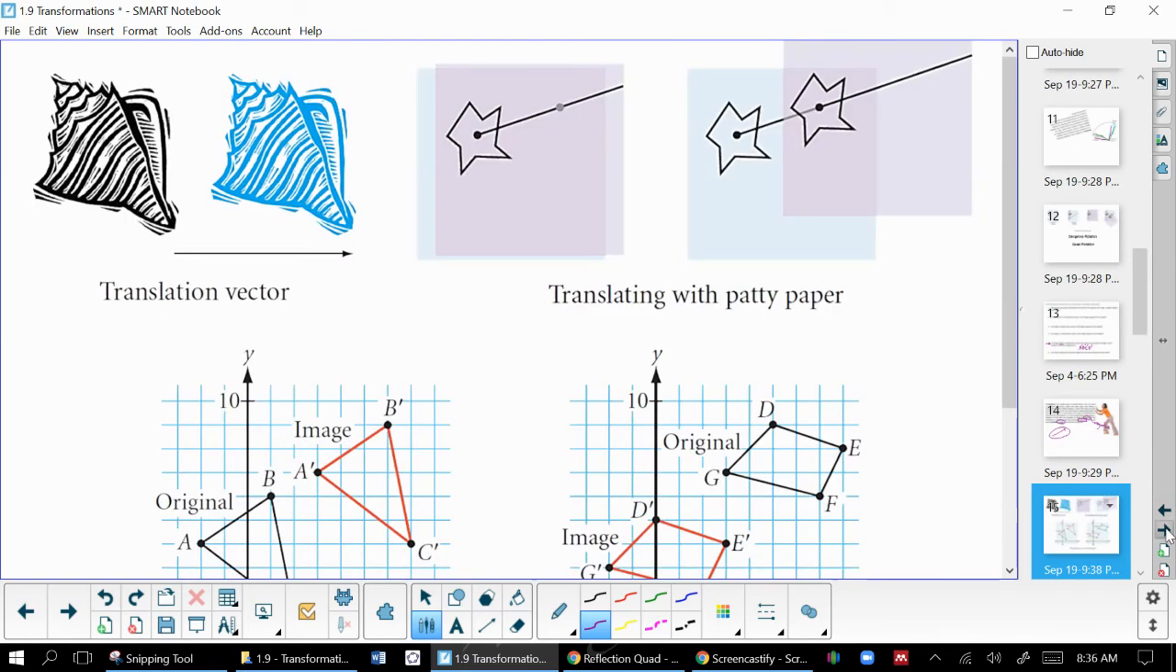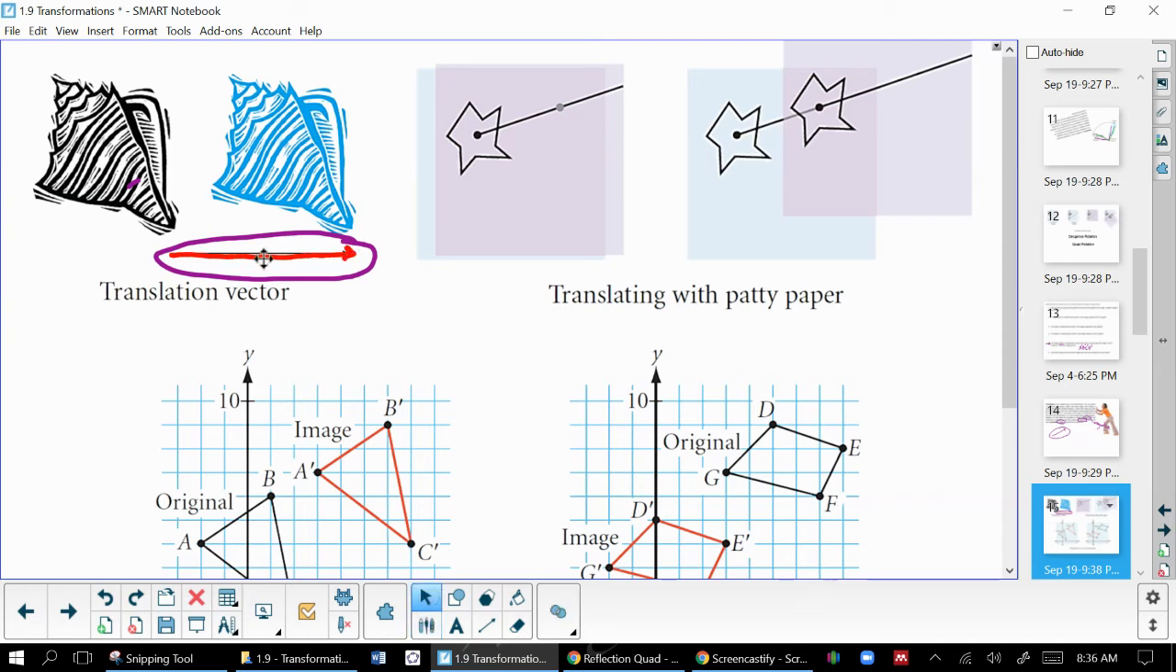So here we've got a couple of examples of translations. Here we've got a seashell that has been translated to the right. This is the translation vector right there. If I take that translation vector and I just trace it here real quick, every single point moves that distance. If I look at the top of that seashell, that's how far it moves. If I look at this little point here, that's how far it moves. If I look at this corner, that's how far it moves. Every single point moves that exact same distance in that exact same direction. And the same thing is happening here on patty paper. The distance from that point to that point represents your vector.